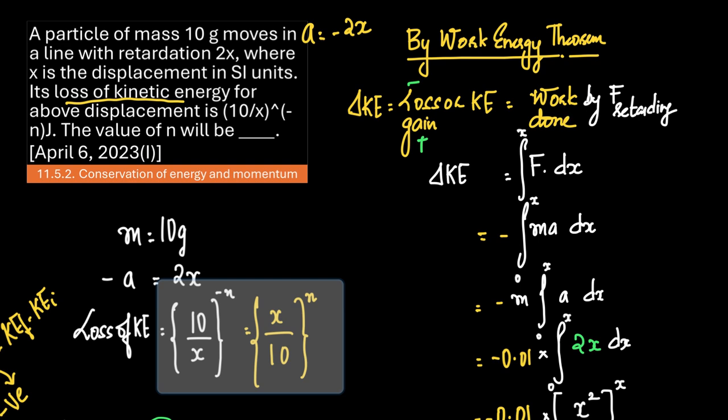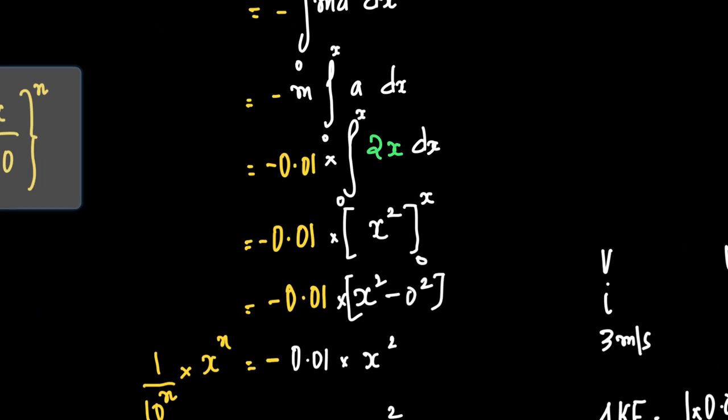So what is work done? It is F dot dx. What is F? ma. What is a here? Minus 2x. So I've taken minus m outside the integral. So now I can write here that minus m into integral a dx.